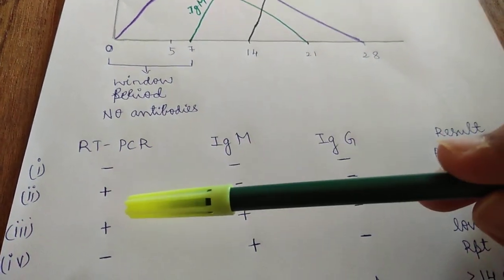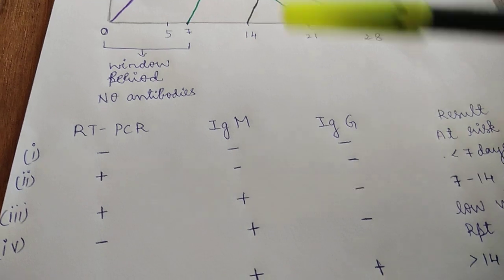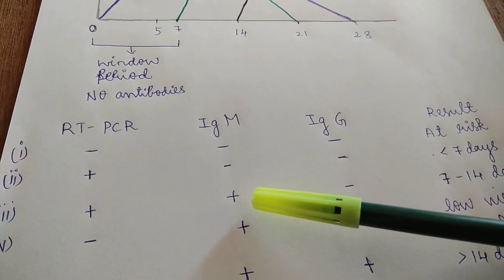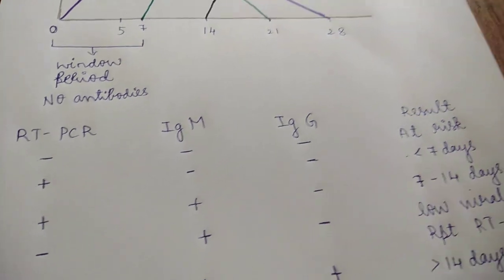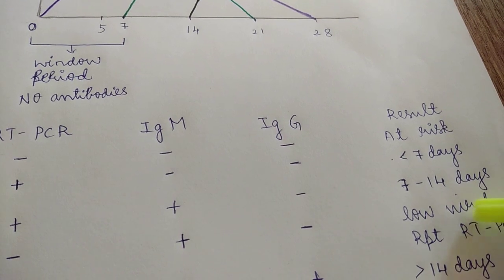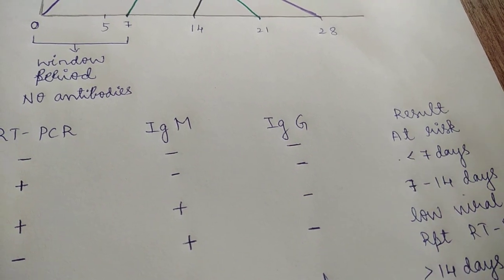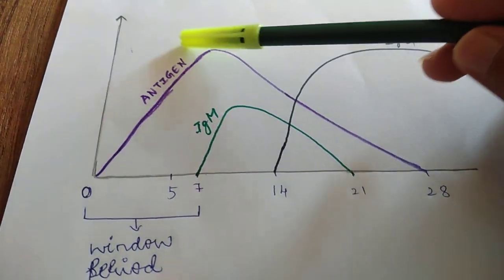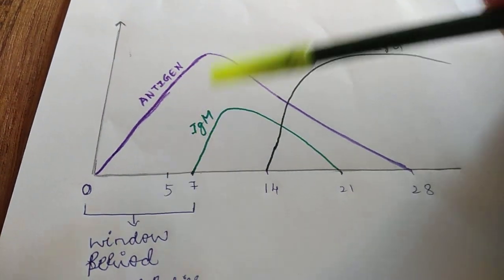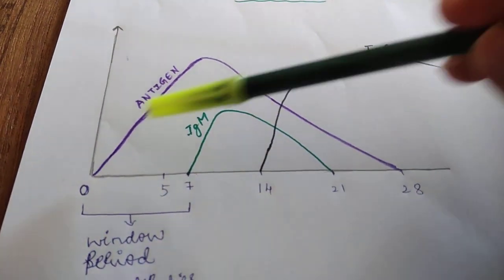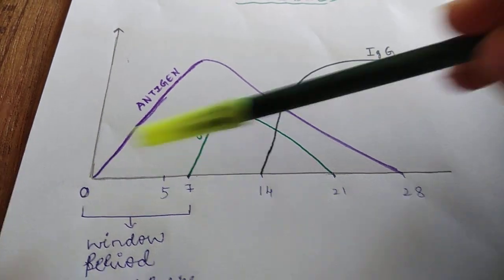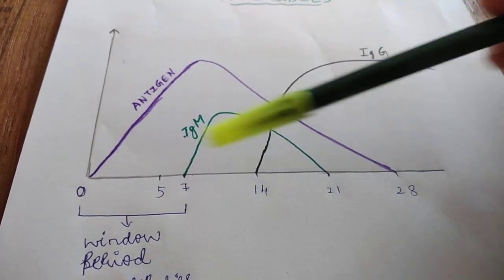Coming to the third scenario, where RT-PCR is positive, IgM is positive and IgG is negative. It means the person has to be between the 7th and 14th day of the illness. You can see here, antigen is positive, IgM is positive, but IgG is negative. It means the person has to be within the first 2 weeks.